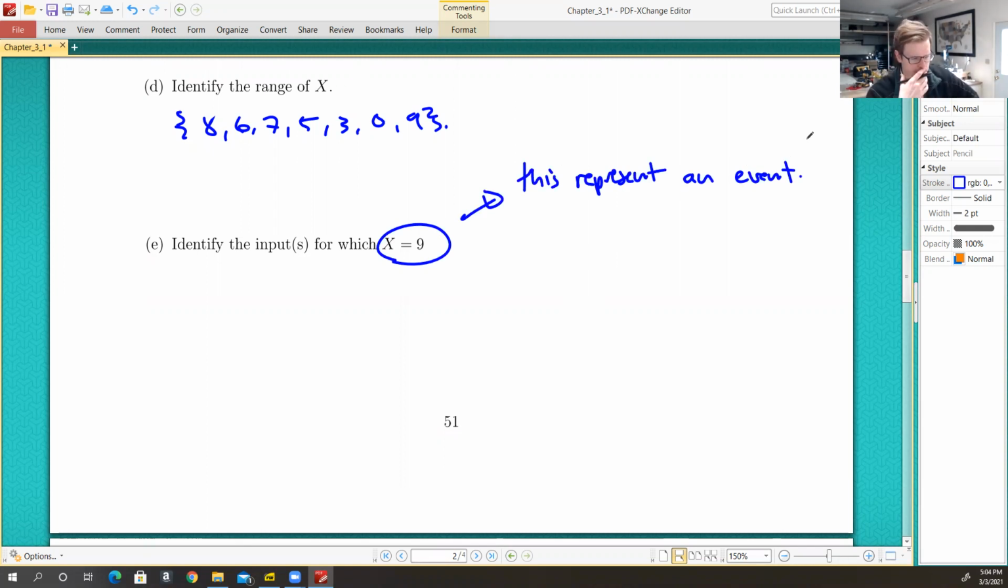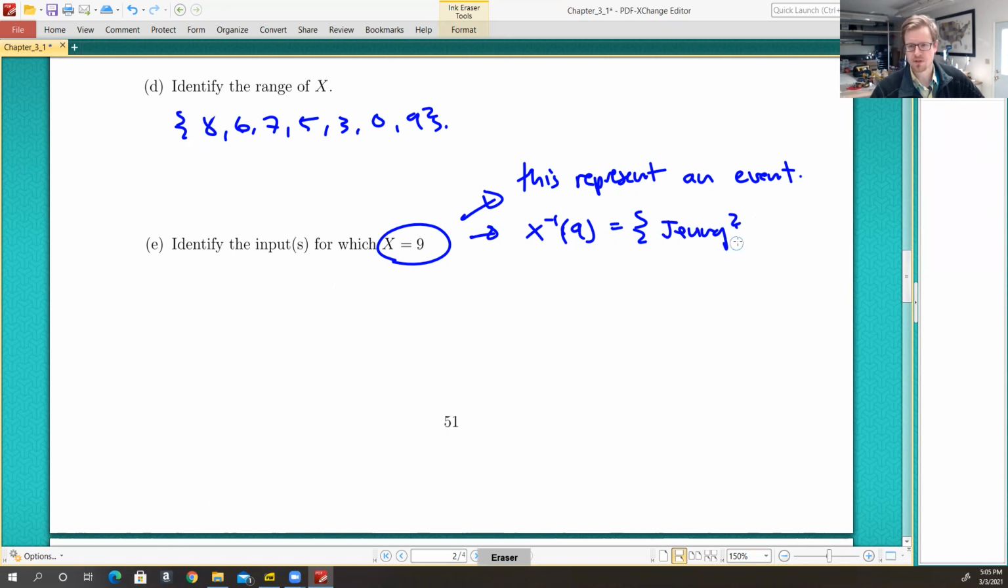So some of you may be familiar with this already. I forget which course it lands in, but we should actually think of this as the event, right? So this refers to the collection of outcomes given by this set. Okay, so if we have a function, we can take its inverse. Now, I'm not saying inverse function here, I'm just saying inverse. And so this is a set, and it's the set of all inputs of x that give us 9 as an output. So this would simply be Jenny. That's the event that it represents.